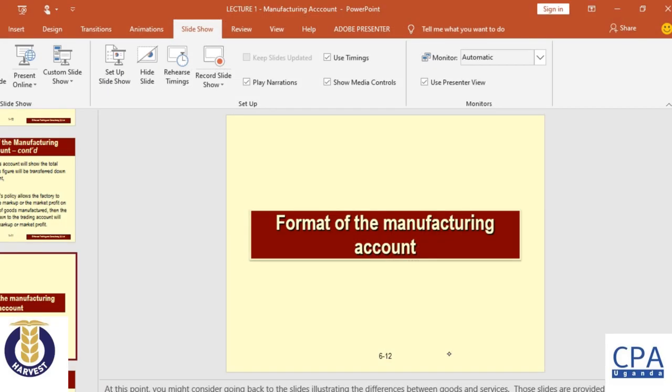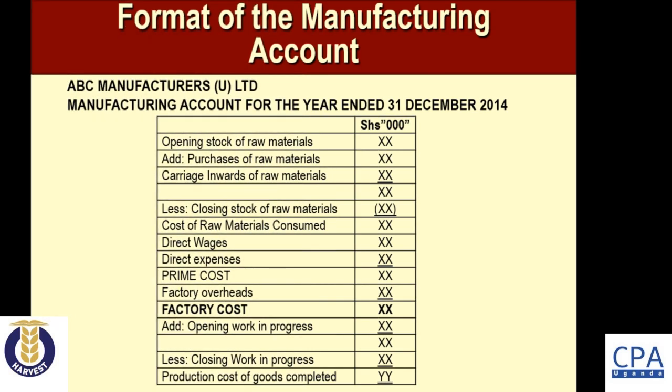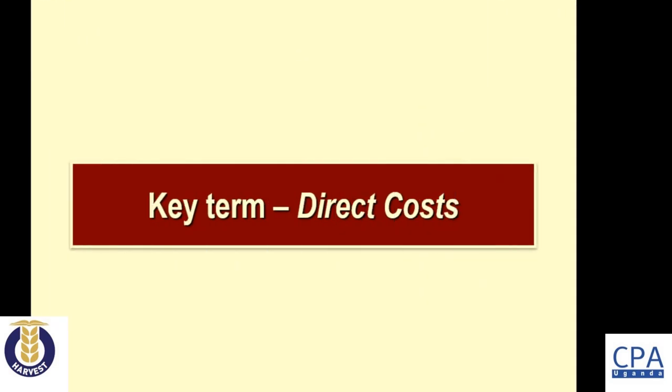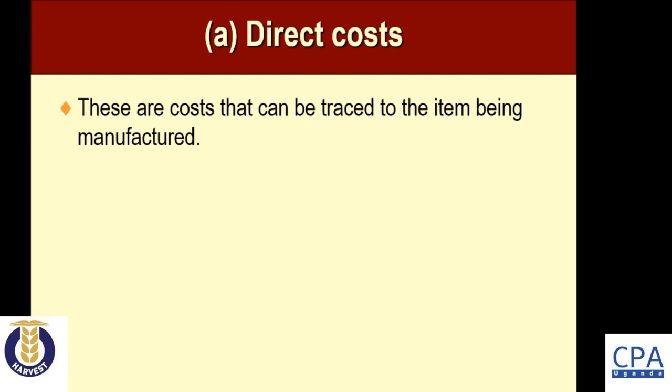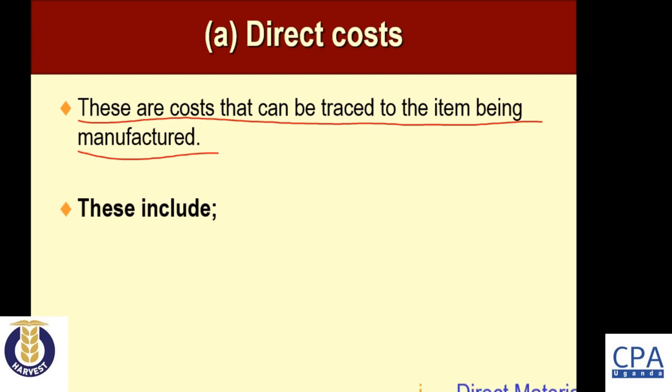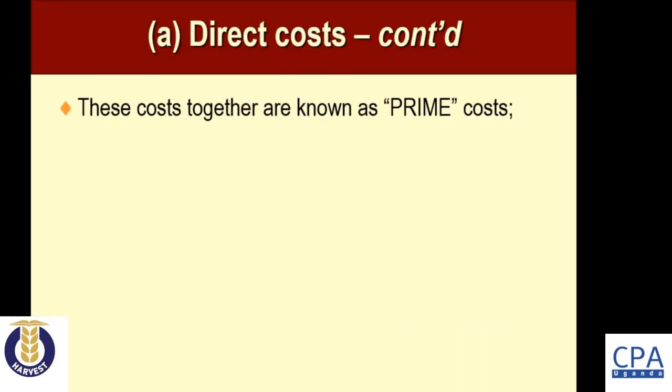So we proceed to look at the other items that I had intended to present here, and those include the key terms that we have seen in the foregoing discussion. In the key terms, we have the direct costs, which are costs that can be traced to the item being manufactured. These include the direct cost of materials, the direct cost of labor, and the direct expenses. All in all, these costs altogether are known as the prime costs.